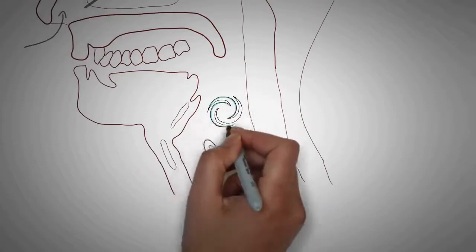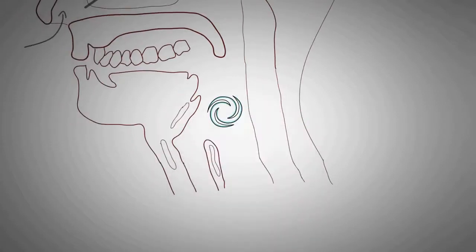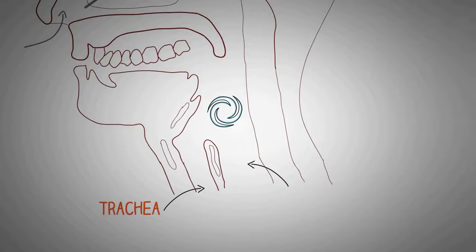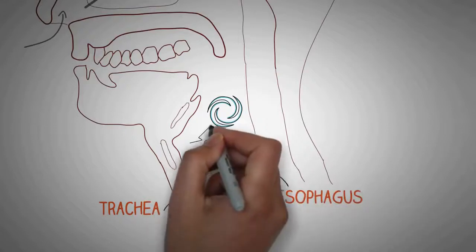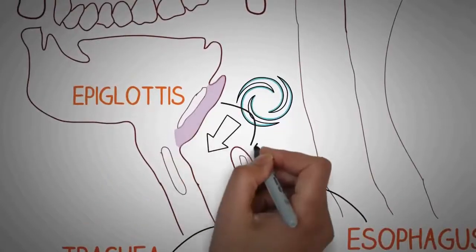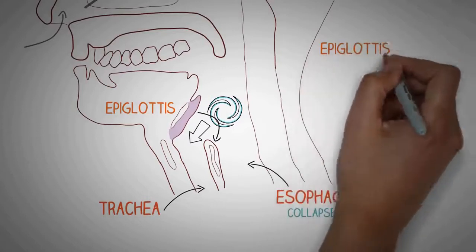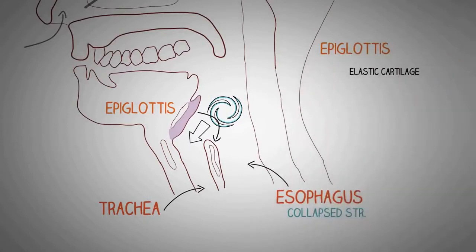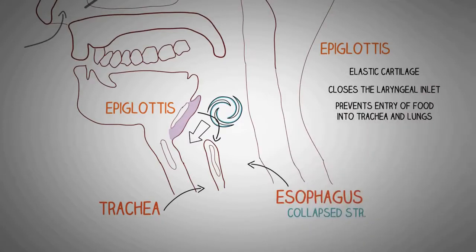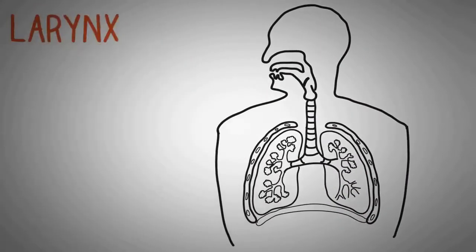When the air reaches the pharynx, it has two important structures where it can go forward. The first is the trachea, which lies in the front, and second is the esophagus, which lies at the back. Normally the air enters into the trachea because the esophagus at normal conditions is a collapsed structure. One important structure to note here is the epiglottis. The epiglottis is basically a cartilaginous structure which closes the entry of the trachea and prevents the entry of food. It is an elastic cartilage which closes the laryngeal inlet and prevents entry of food into the trachea and further the lungs.